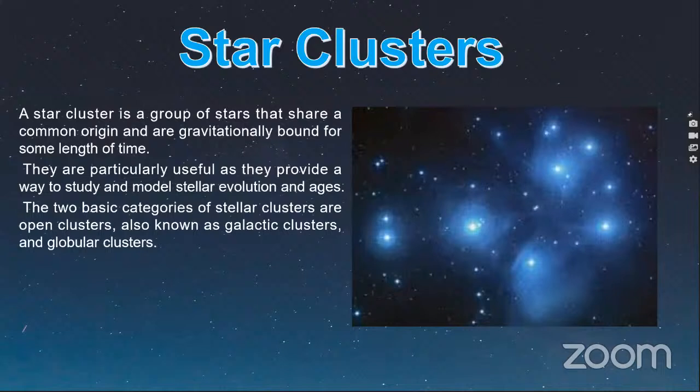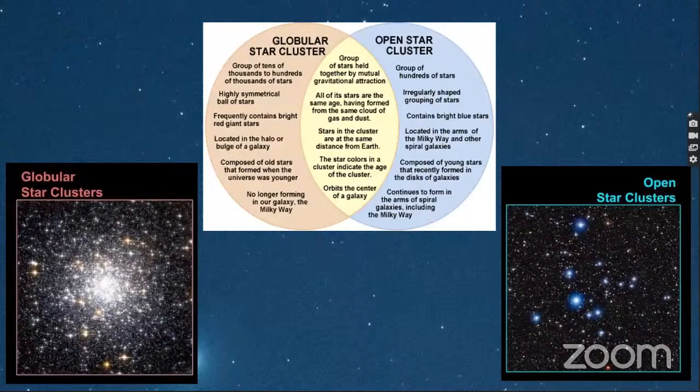There are two types of clusters we know: globular clusters and open star clusters. Globular clusters are located in the halo of the galaxy, while open star clusters are seen in the disk of the galaxy. But since both are star clusters, they share the same properties. The color of the stars indicates their age, and they are at the same distance from the Earth.